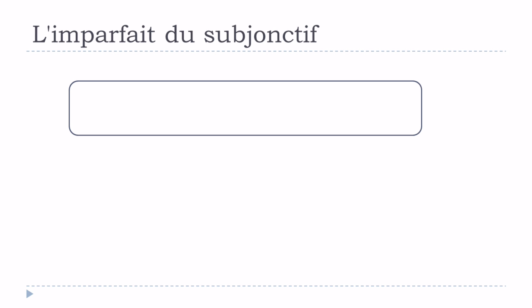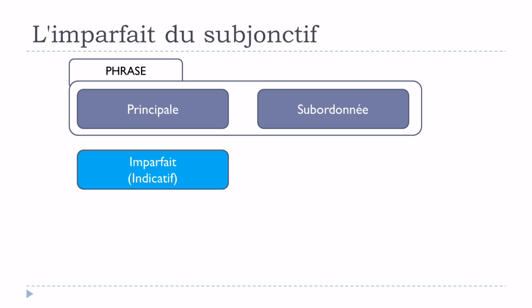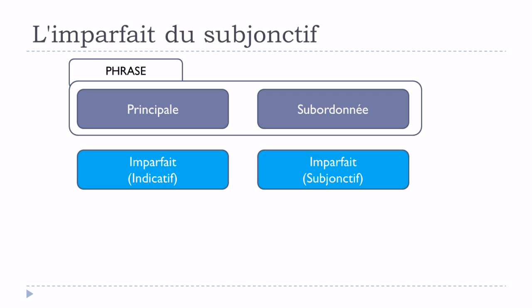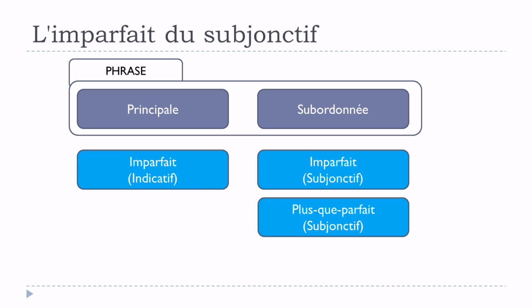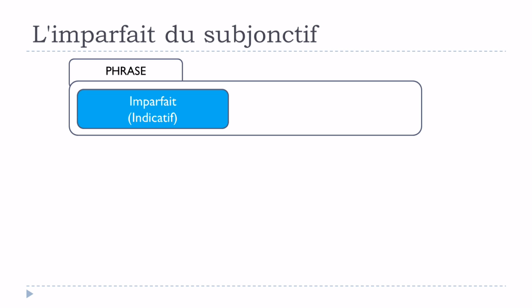So now let's imagine that we've got a sentence, okay? And in this sentence we've got la principale and we've got une subordonnée. Okay, so if we have l'imparfait de l'indicatif dans la principale, so in the first part, then normally we should put in the subordonnée l'imparfait du subjonctif, or then le plus que parfait du subjonctif. Okay, so that's the way it should be normally done. Okay, so imparfait de l'indicatif, imparfait du subjonctif.